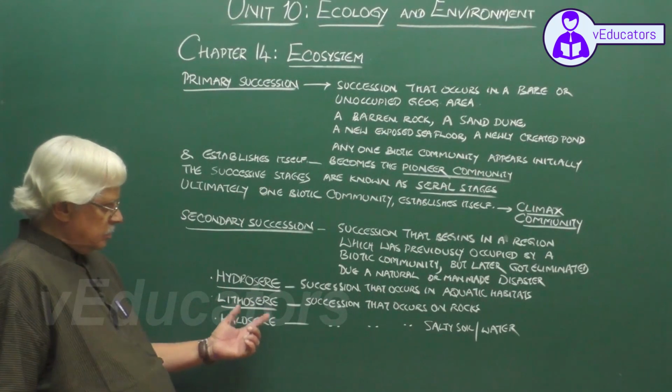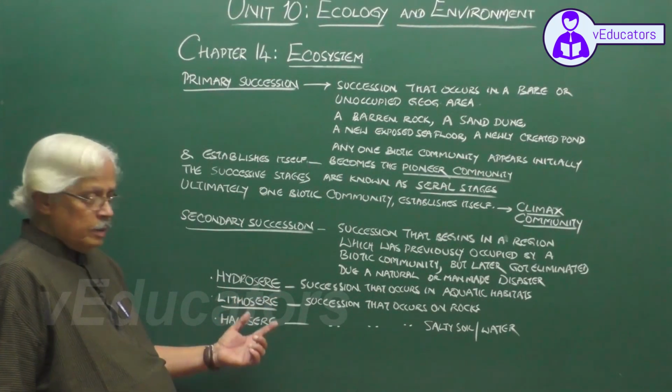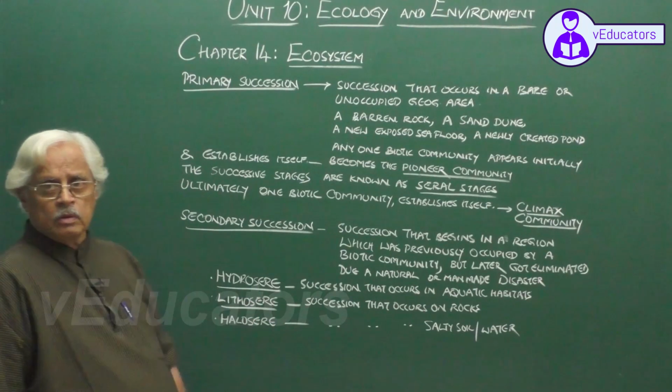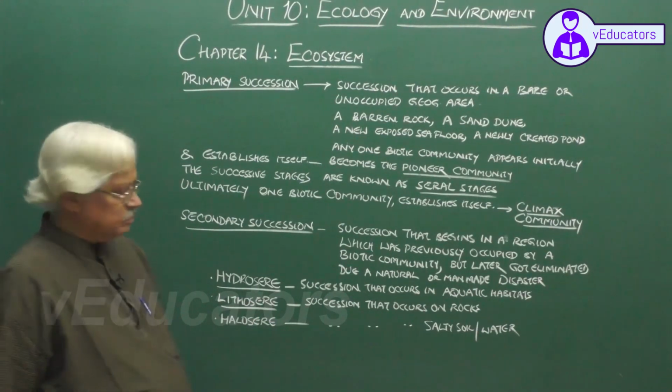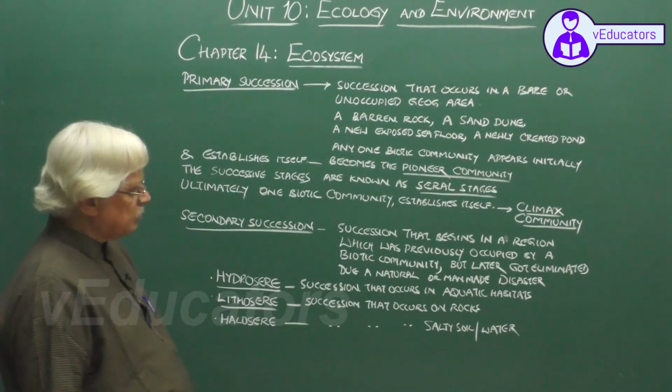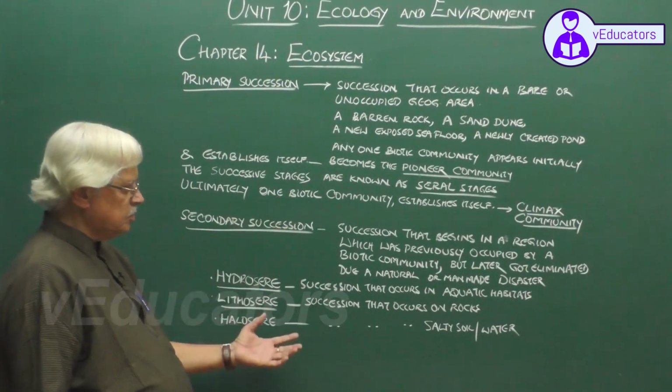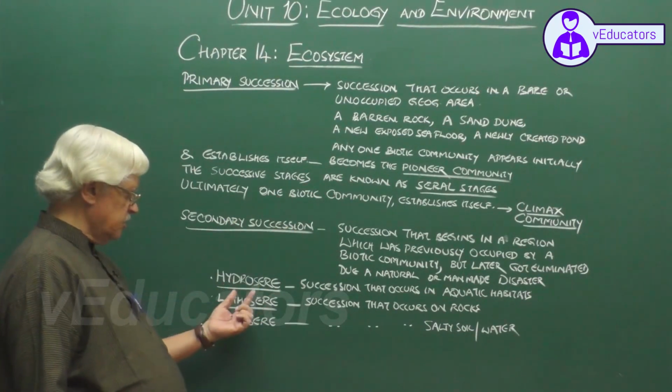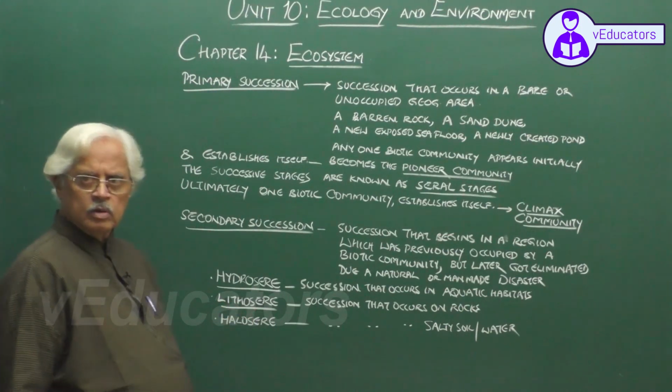So, these are some of the types of ecological succession. Next we shall see what are the stages, taking the example of hydrosphere and lithosphere.